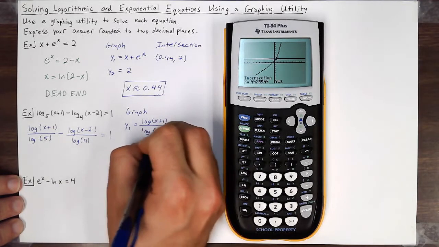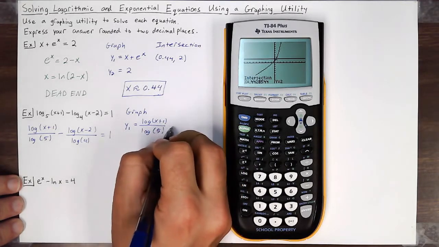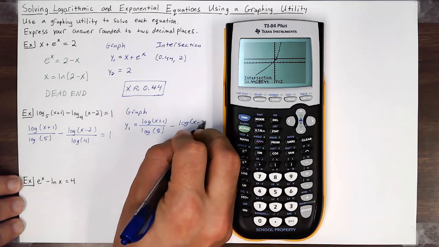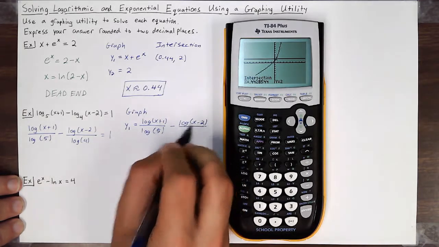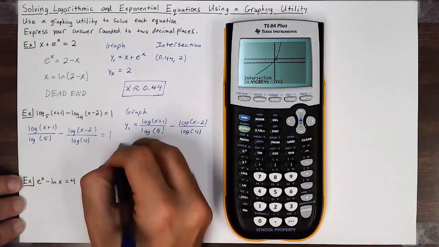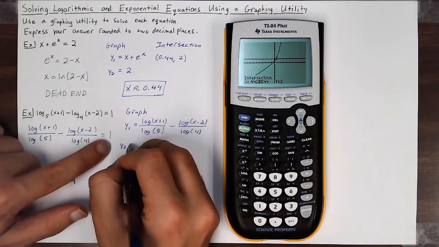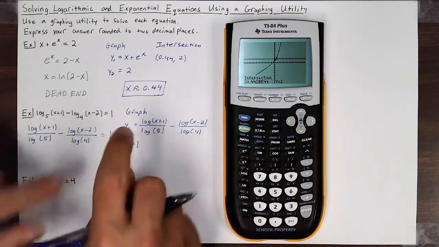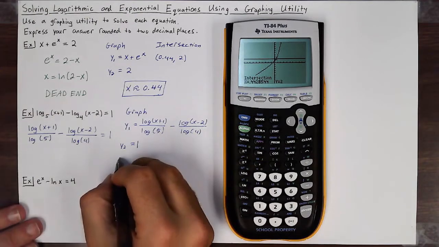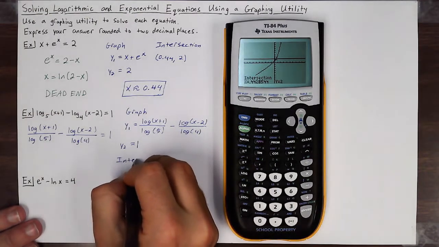so log of x plus 1 divided by log of 5 minus log of x minus 2 divided by log of 4, and then my y2 will be the function of 1, what it's equal to. So those two equations on either side of my equal bar, I'm looking for their intersection to find my solution.